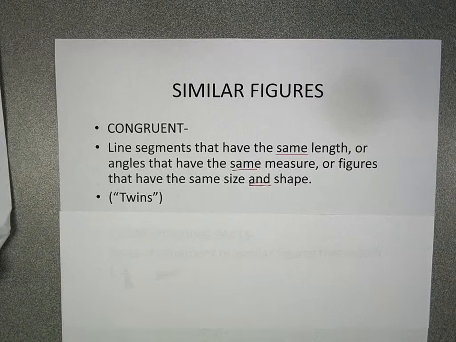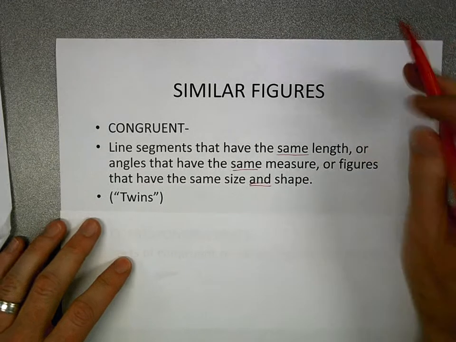But here's the thing. Are they the same person? No, they're not. That is like congruent figures, or even congruent line segments or congruent angles. They have the same size. Everything about them looks identical, except they're not exactly the same. So you call them congruent. That's what the word congruent means.